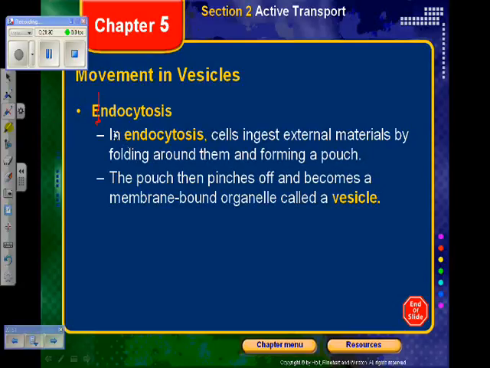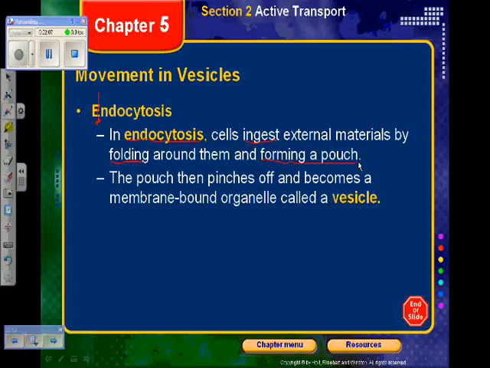The first process we want to learn about is how cells get large amounts of material into the cell, and that's endocytosis. Into the cell. It's an ingestion of external materials by folding the membrane around them to form a pouch. We'll show you pictures and animations of this in a minute. They form a pouch.